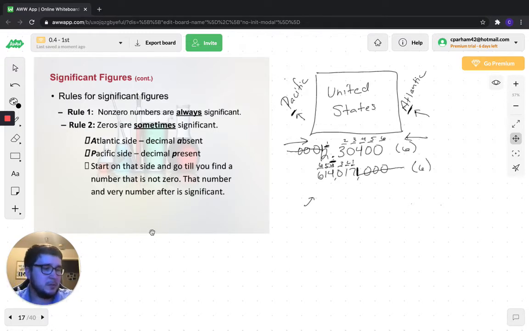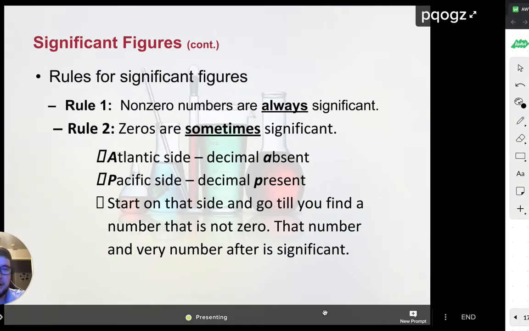All right, so that's what I mean whenever I say Atlantic-Pacific method. It's not that bad once you make the connection that decimal absent, Atlantic, decimal present, Pacific. Okay, we're going to get a lot of practice with those, so don't worry.